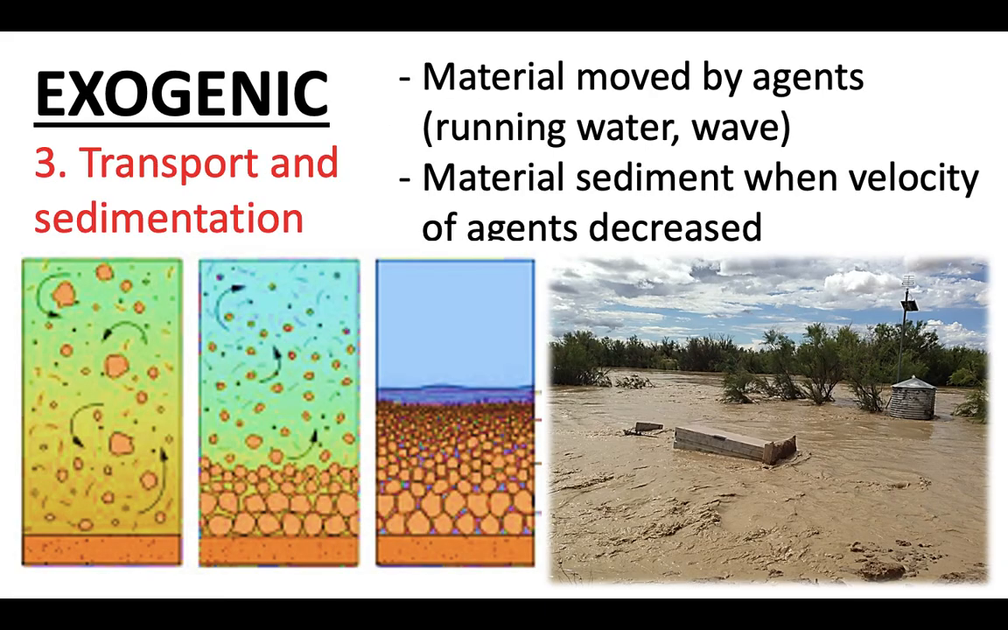Okay, number 3, exogenic process. Number 3 is transport and sedimentation. Okay, so weathered or corroded materials are moved by agents such as running water, wind, waves, and also glaciers. And then the materials will be sedimented when the velocity of the agents decreases. Okay, first of all it moves, meaning it is being transported. But when it slows down, the speed of the water has decreased.